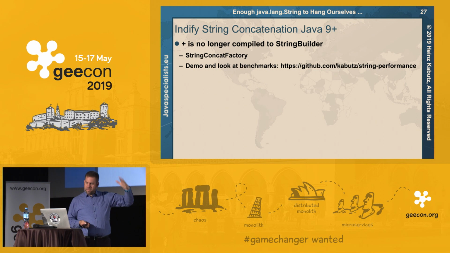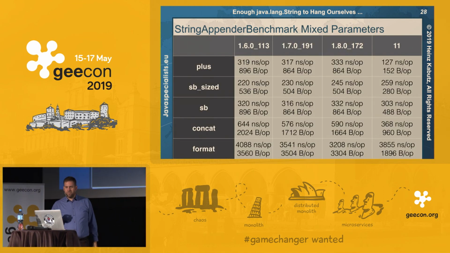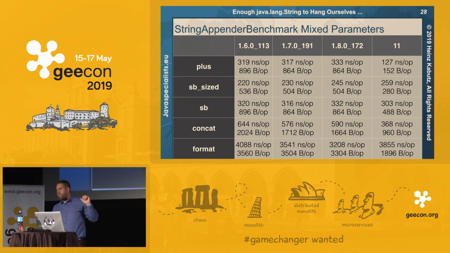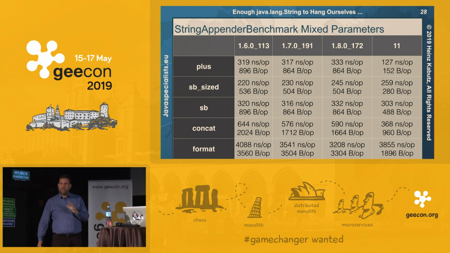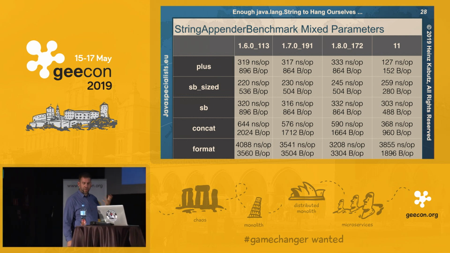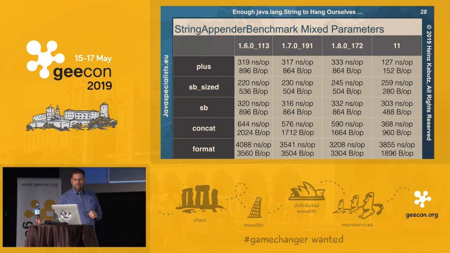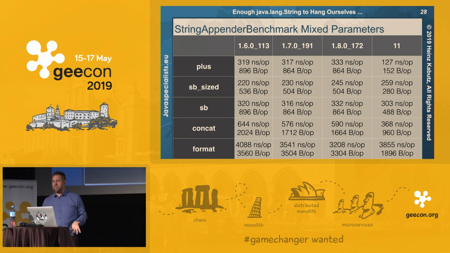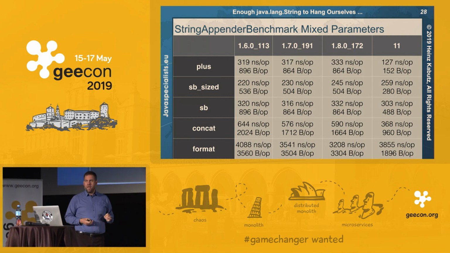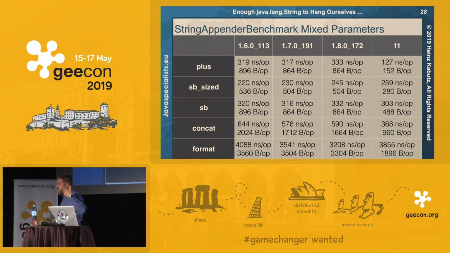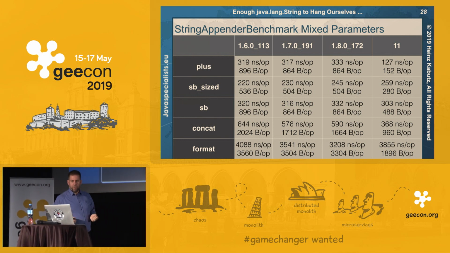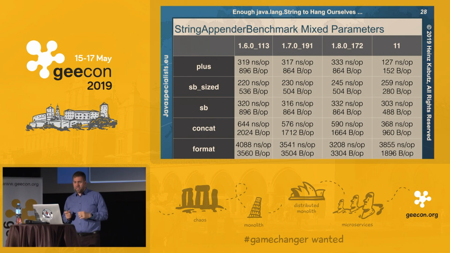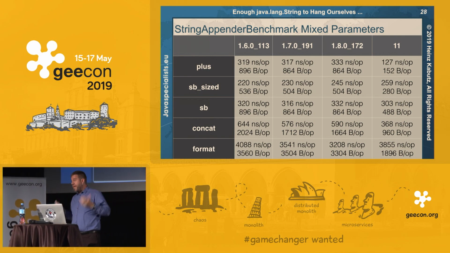Now, all of these demos and benchmarks are on my GitHub, StringPerformance. You can try them out yourself. And remember the second poll I gave you? It was a trick question. The trick question was that I was adding strings together. Well, here I'm actually adding mixed parameters together. So some strings, some ints. And when you just add strings together, there's no difference. But there is a difference when you've got mixed parameters.